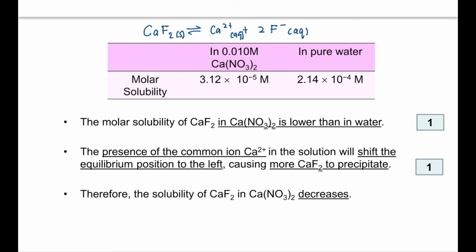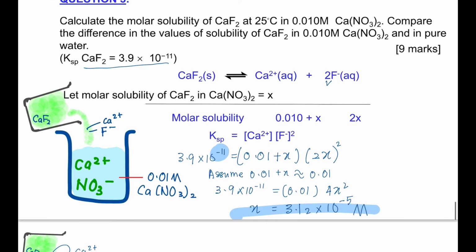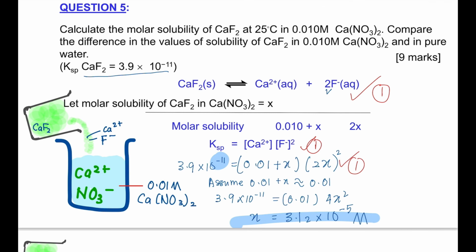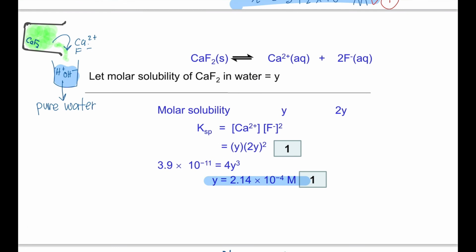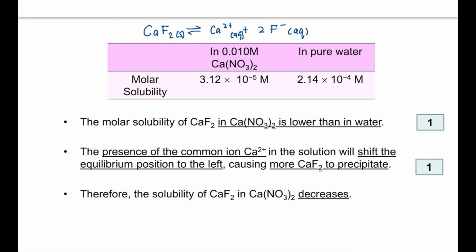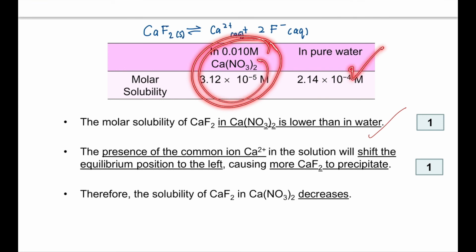How to get marks for this calculation of solubility? So you are given 1 mark if you write down the dissociation of the salt, 1 mark for writing the expression, 1 mark for the substitution, 1 mark for the approximation, 1 mark for the value of solubility of calcium fluoride in the calcium nitrate, 1 mark for the method for finding the molar solubility of calcium fluoride in water, and the value of molar solubility of calcium fluoride in water. Next, 1 mark for the comparison, where we mention the solubility of calcium fluoride in calcium nitrate is lower than the solubility in water. The reason, 1 mark.